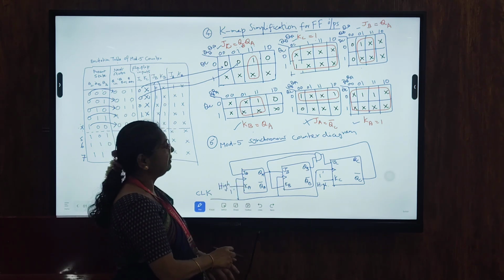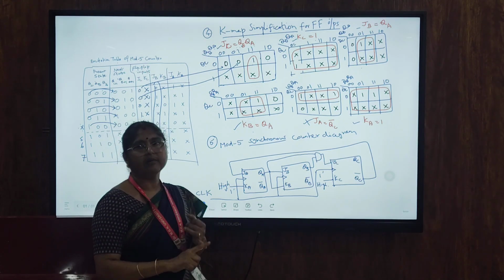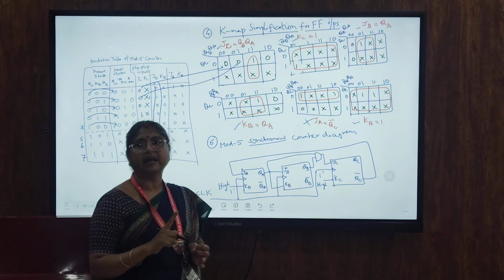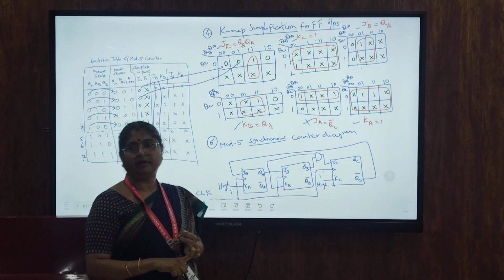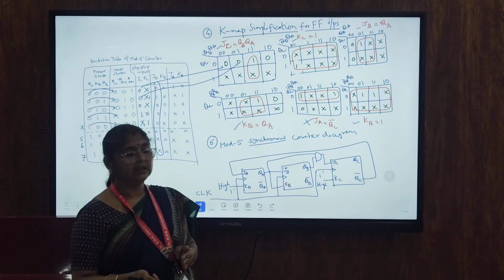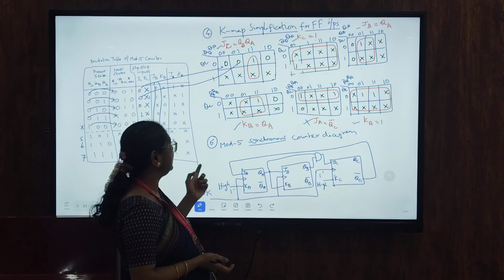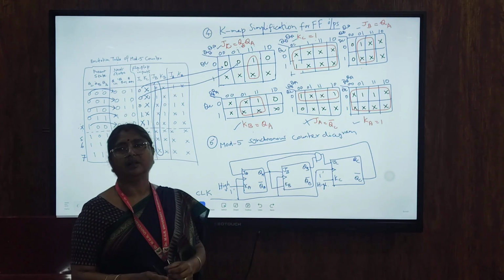This is how we design any synchronous counter. The first step is to determine the number of flip-flops required. The second is to find the type of flip-flop. The third is to draw the excitation table for the counter. The fourth is to simplify the flip-flop inputs using K-maps. And the fifth is to draw the logic diagram.